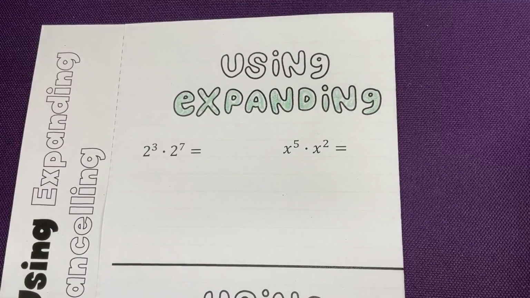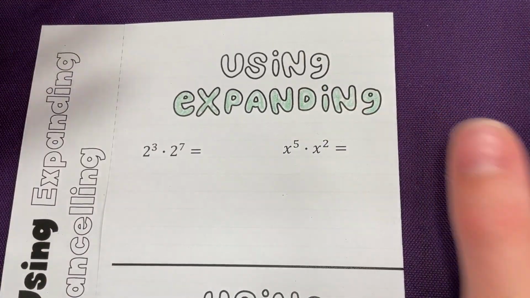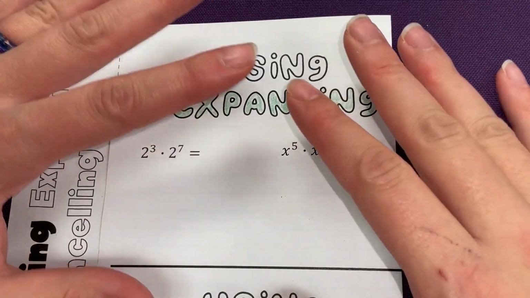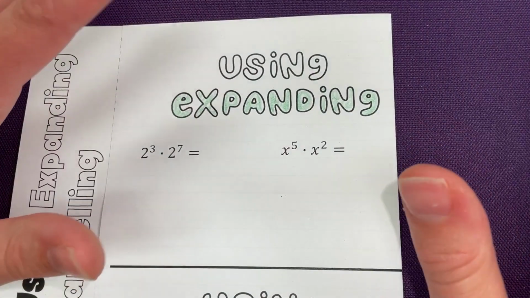Okay, so we are going to be using expanding and canceling, and this is probably the most important skill of this whole unit, because if you can do this, then you can literally do any other part of the rest of this unit, okay?